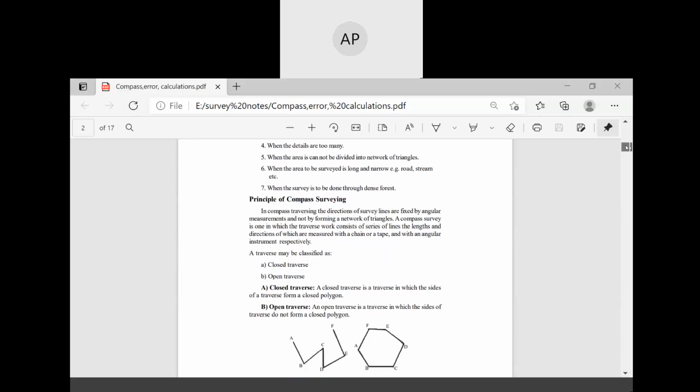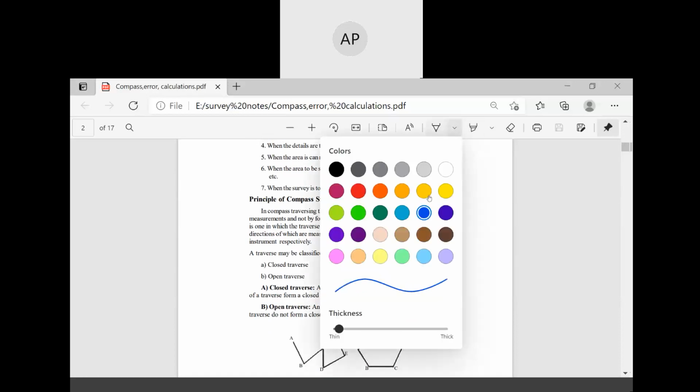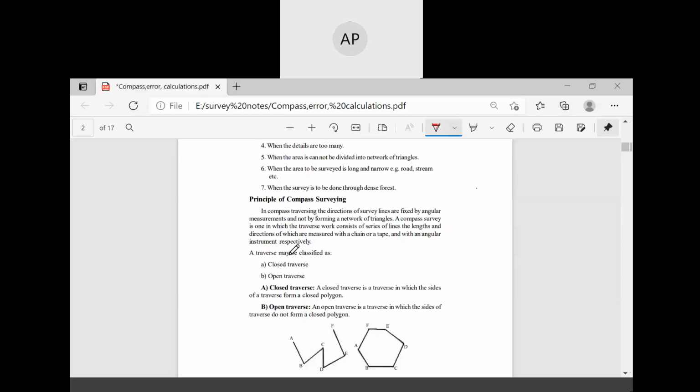So what are the principles of compass survey? There are two principles of compass survey. Already you know what they are. That means traversing, isn't it? One is the closed traverse, another is the open traverse. So this is the open traverse, this is the closed traverse.